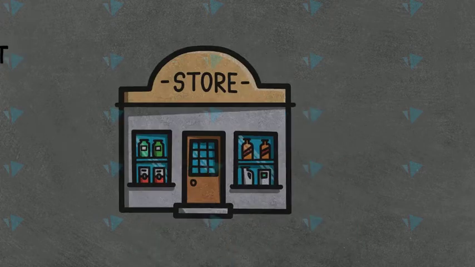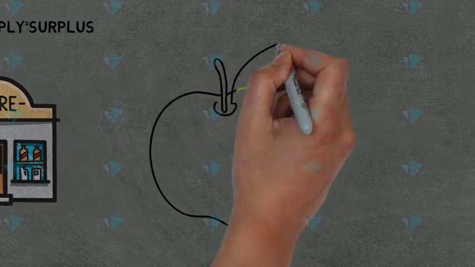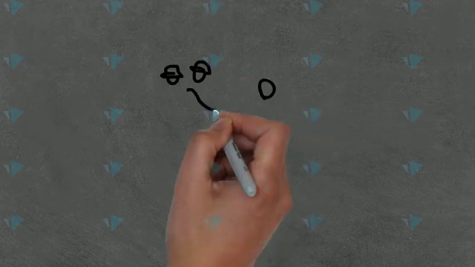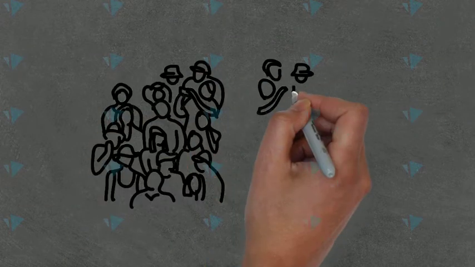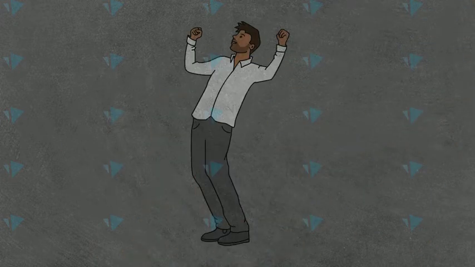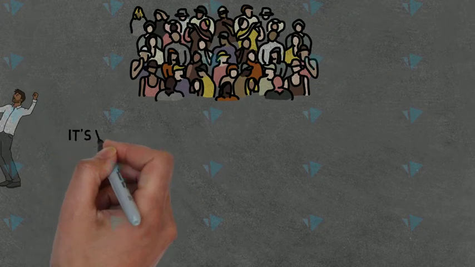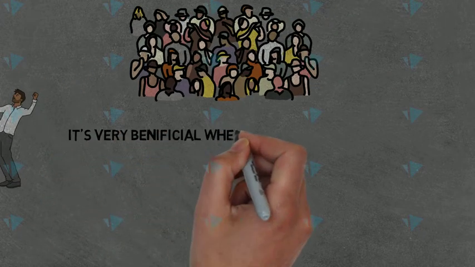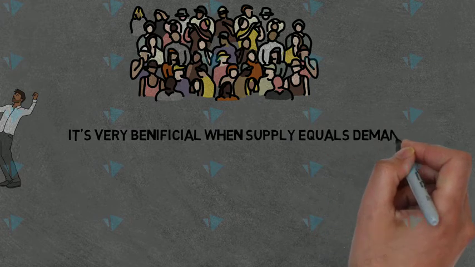He goes to the store one day to buy apples for an apple pie. The problem with this is that there is an increased demand in apples at the store, meaning that Amar Heat cannot buy his apples because there is none left to buy because they were undersupplied. So it is very beneficial when supply equals demand.